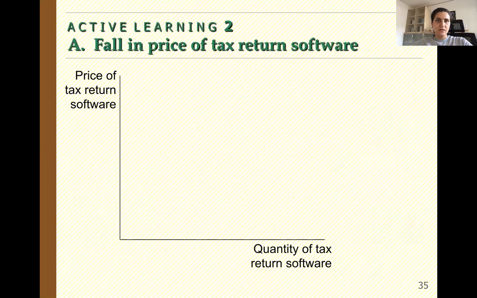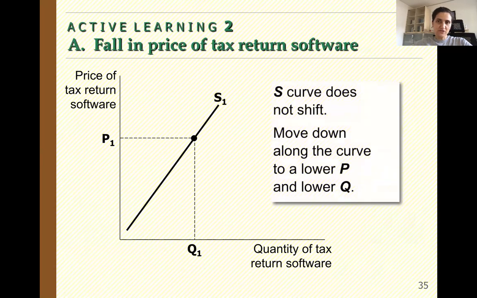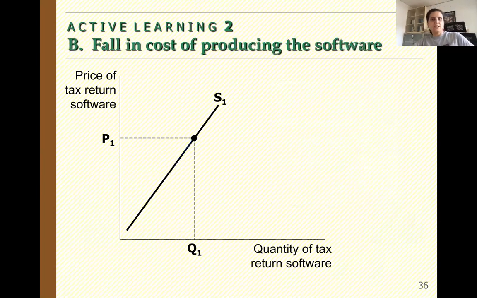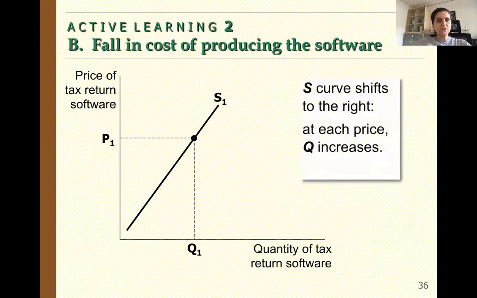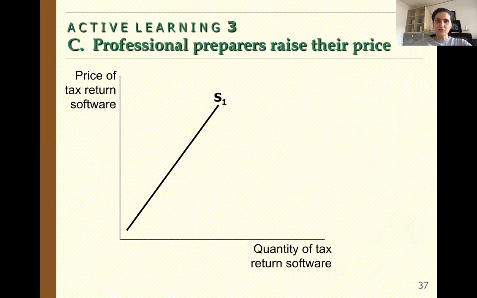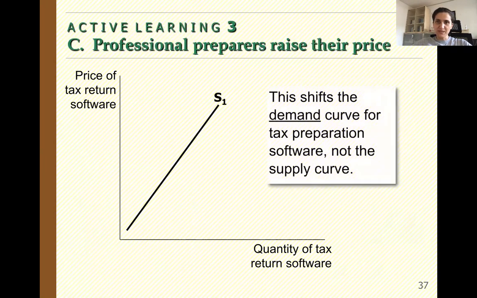So a fall in the price of the tax return software: the S curve doesn't shift, we move down along the curve to a lower P and lower Q. This will happen, as we said. Following a fall in the cost of producing the software, the S curve shifts to the right. At each price, Q increases. And then if professional preparers raise their price, this shifts the demand curve for the tax preparation software, not the supply curve.